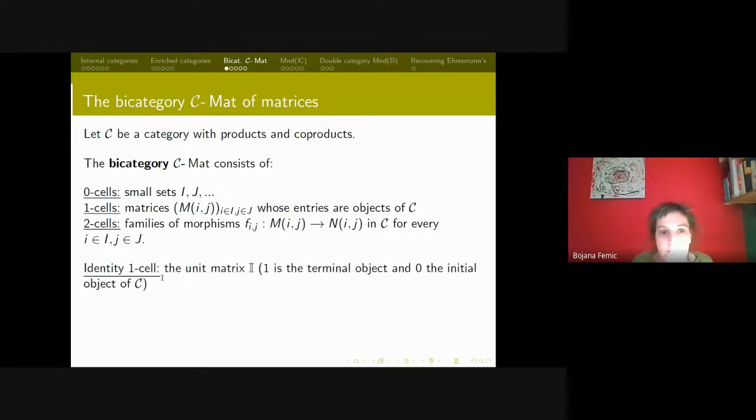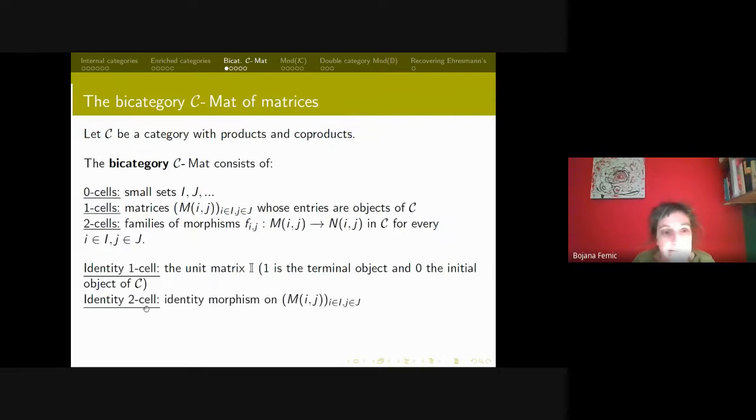What is an identity one cell on some zero cell or set I? Well, it is the unit matrix, a square matrix of the dimension cardinality of I, where the unit matrix is made out of units and zeros, right? So for the unit, we take the terminal object, and for zero, we take the initial object. This is why we ask that C has products, because terminal object is a specific product, and coproducts, well, specific coproduct yields initial object.